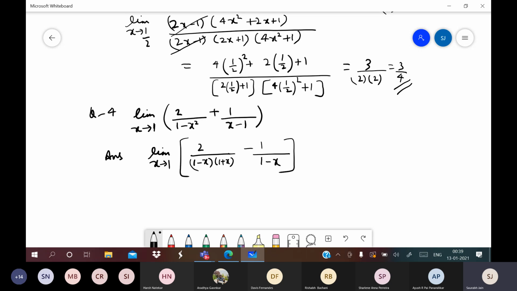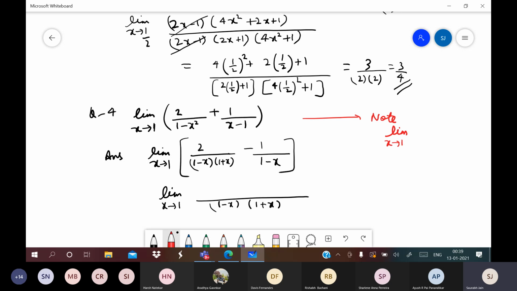Instead of 1 upon (x minus 1), you write minus 1 upon (1 minus x). It is like multiplying numerator and denominator by minus 1, okay? Now, what about the LCM? LCM will be (1 minus x) into (1 plus x). Yeah, one important thing here. Note something important. Some of the students might be thinking about distributing this limit sign, because they know that if there is f(x) plus g(x), they can split or distribute this limit.